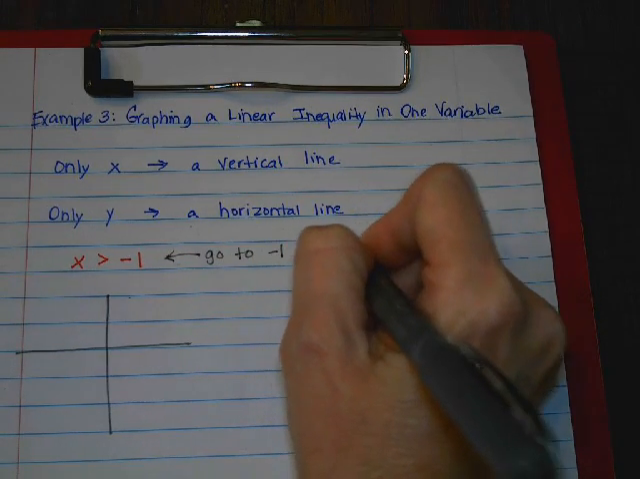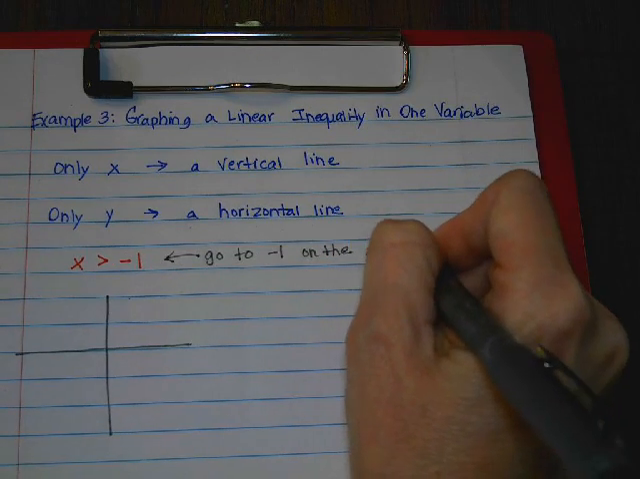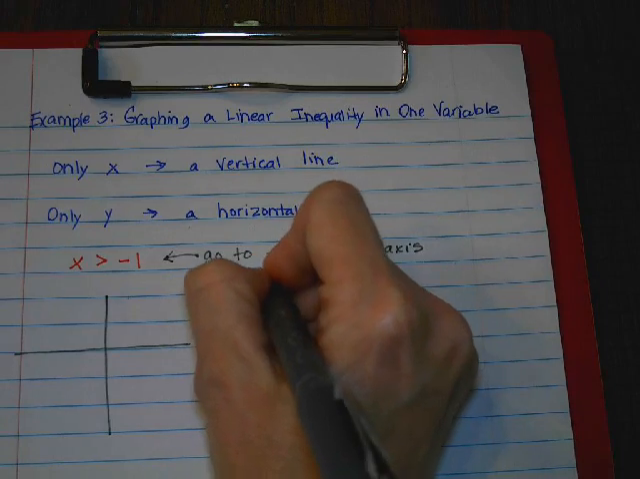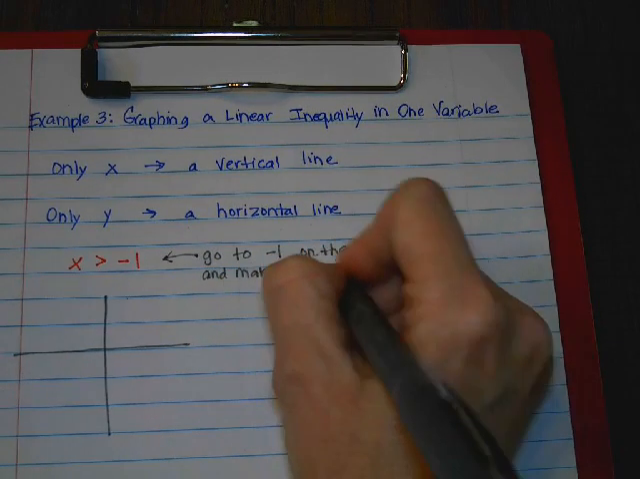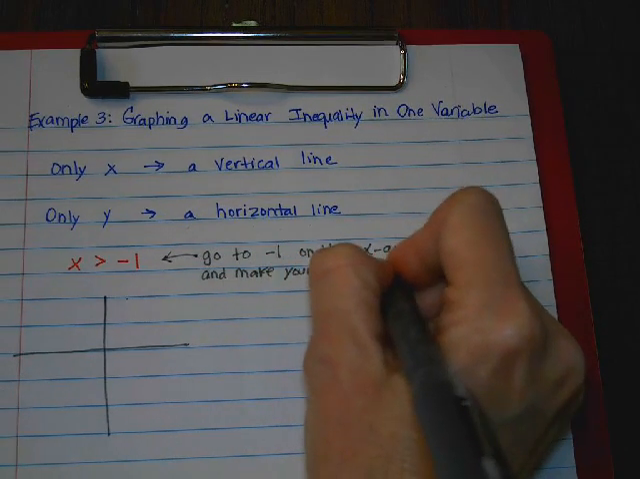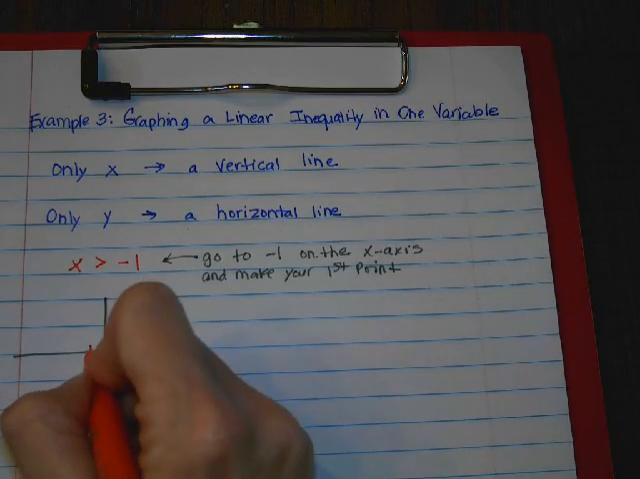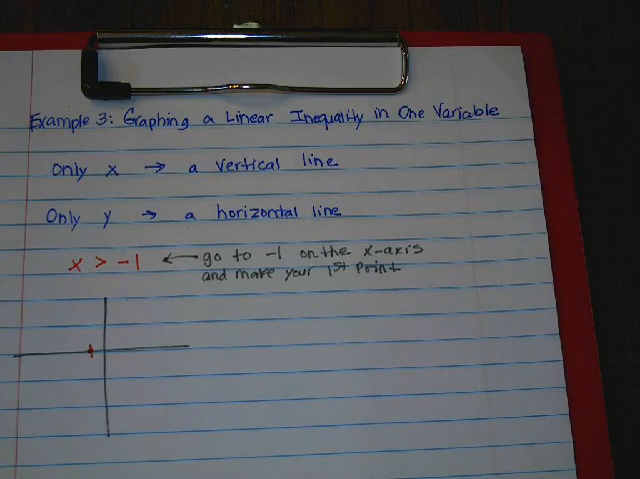on the x-axis and make your first point. All right, so here we go. We're going to go to -1 on the x-axis and we're going to drop it in. So you're still grabbing that line tool.